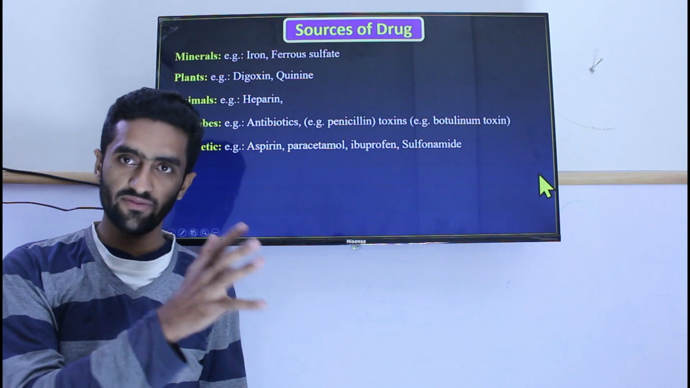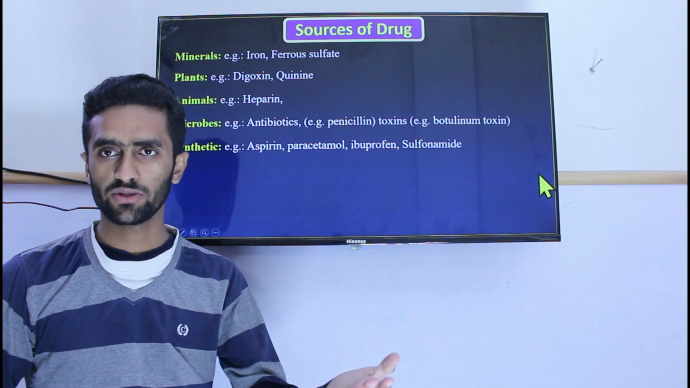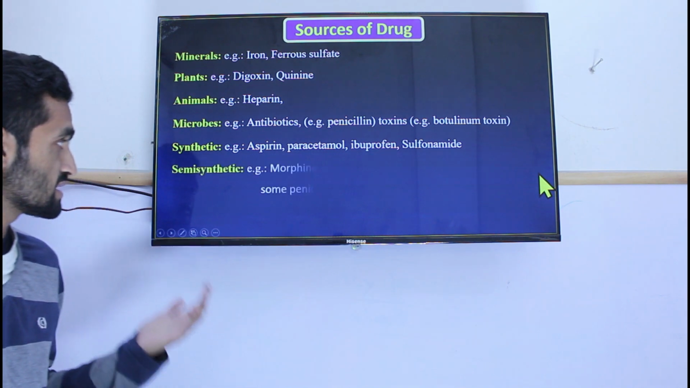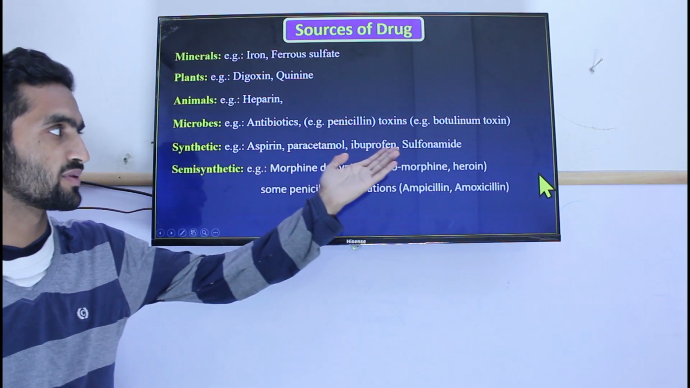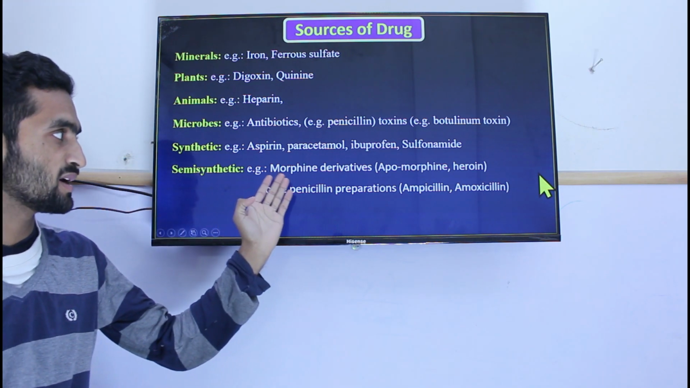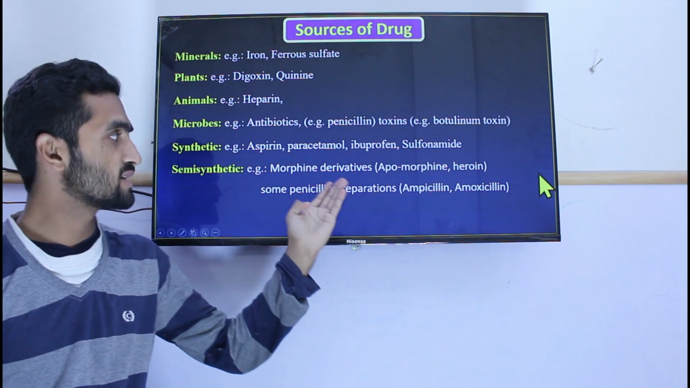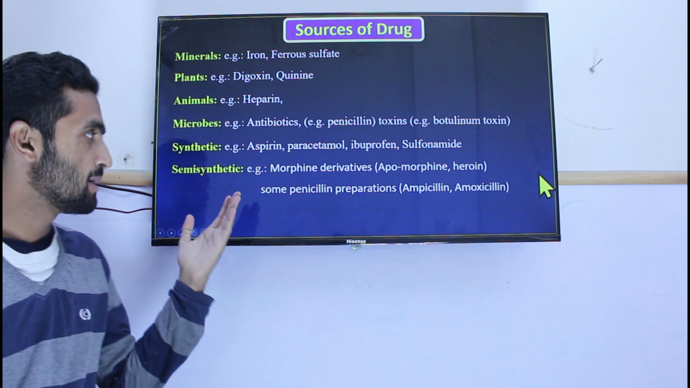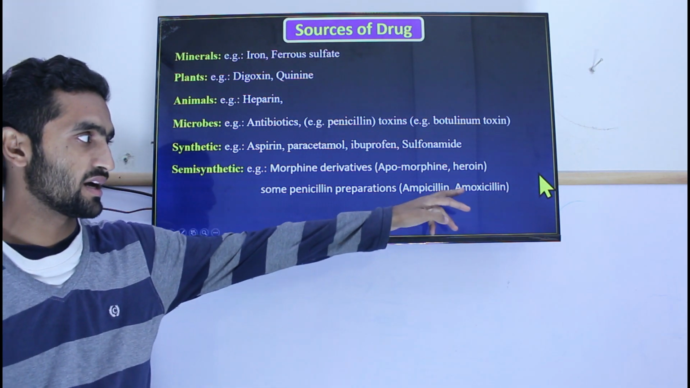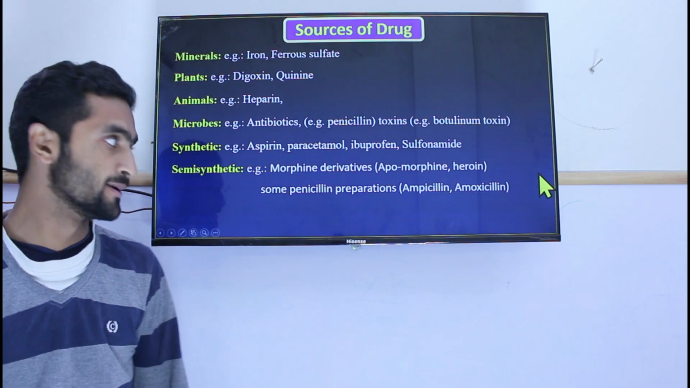Almost 95% of drugs are synthetic, which you mostly see in the medical stores. So these are synthetic drugs. Some examples are aspirin, paracetamol, ibuprofen, sulfonamide. And some are semi-synthetic. For example, morphine becomes apomorphine and heroin. Heroin is actually a modified drug of morphine, and ampicillin or amoxicillin are the modified, semi-synthetic forms of penicillin.